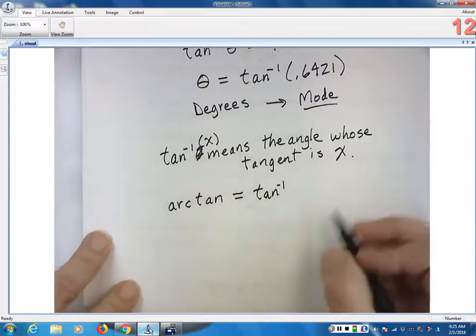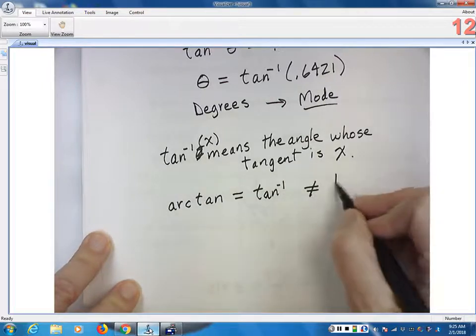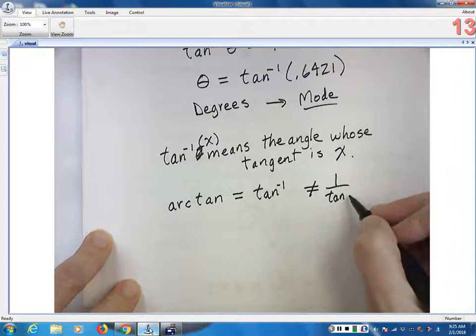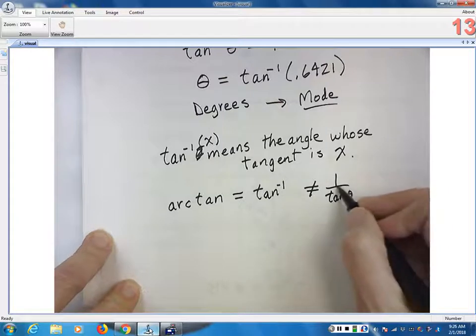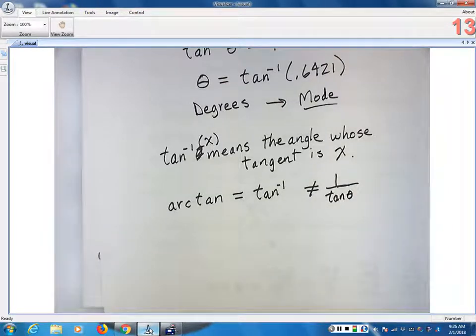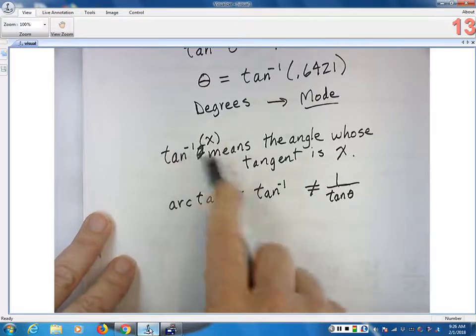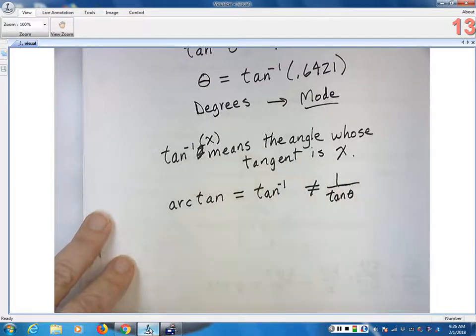And it does not mean 1 over tangent of theta or x. So, an inverse trig function means the angle whose, whatever the trig function is, it's the angle. So, inverse tangent of x means the angle whose tangent is x.